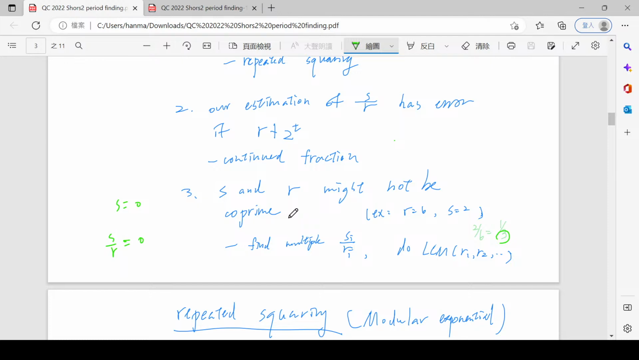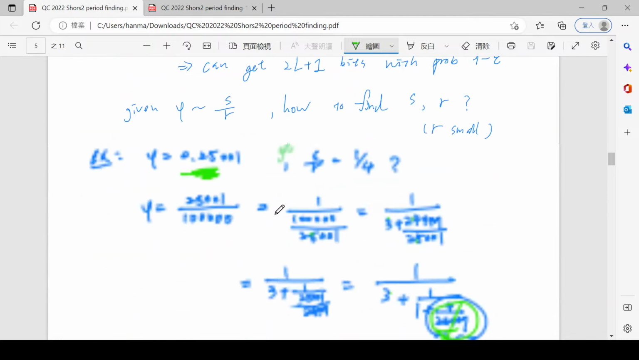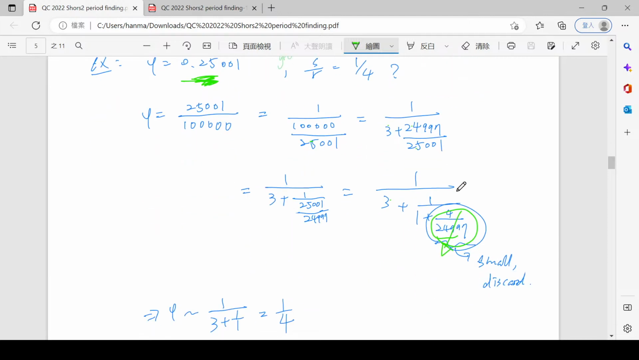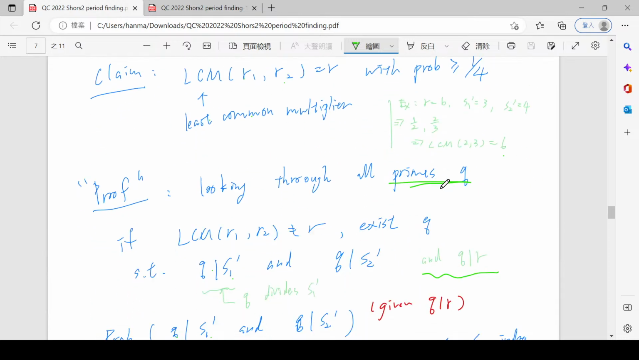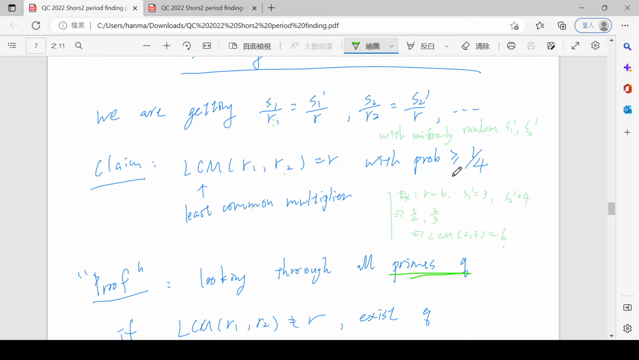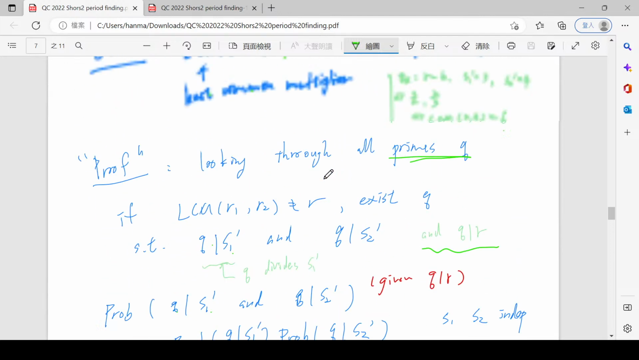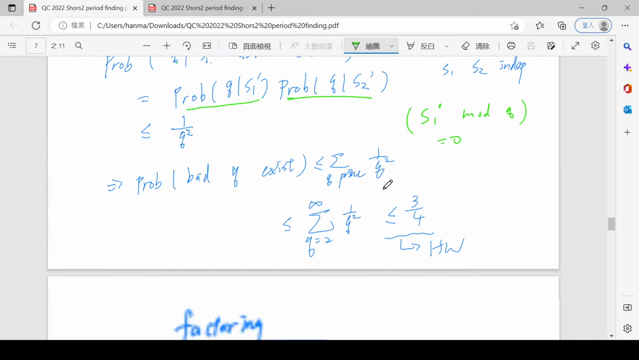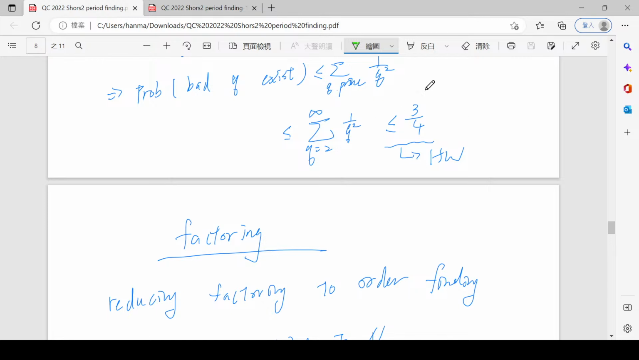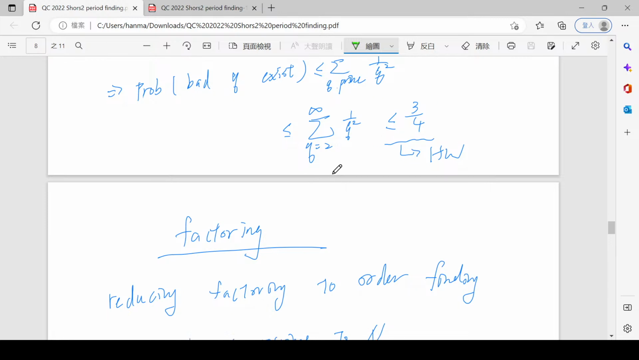That's how you do order finding, and we skip all those proofs. This is the continued fraction. You keep expanding it out, and you can prove that if you just do 2 of those s over r, you have a constant probability. So you just need to do a log number of those. You will get probably log 1 over epsilon of those, and do some amplification. Then you can get the correct r with probability 1 minus epsilon. You probably show this in homework, where you have this 3 over 4.